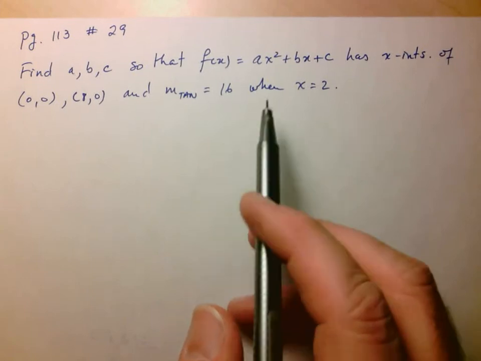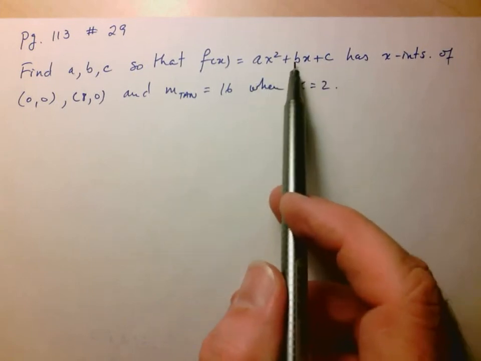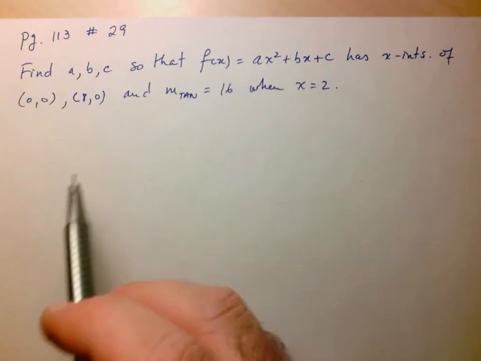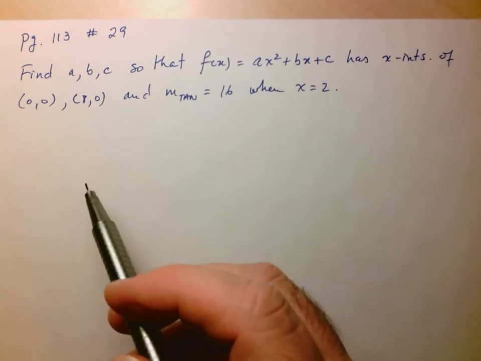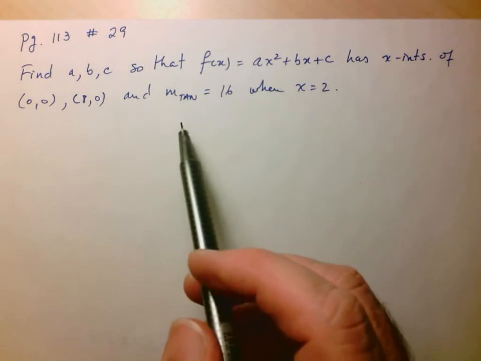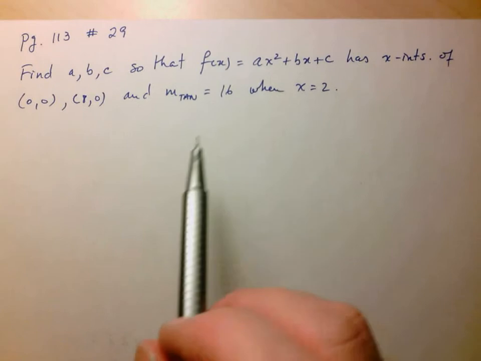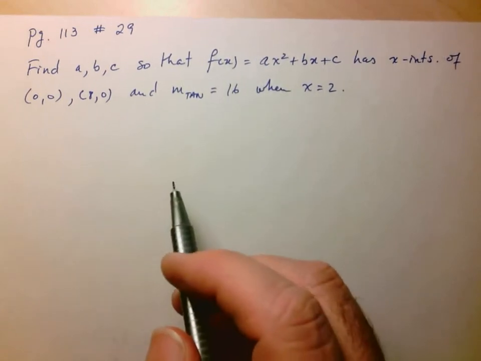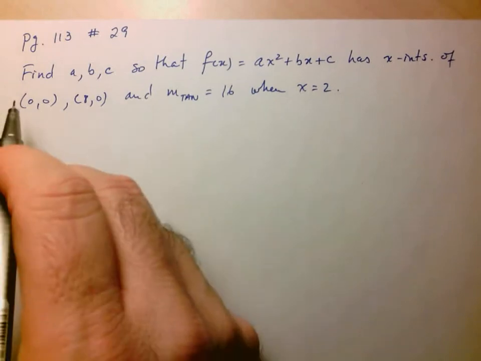Now one thing you'll notice is that we're looking for three unknowns, and they have to give us three pieces of information. We're going to start to see, as we solve more and more of these problems, that the amount of information needed depends on how many variables you have to solve for. In this case, three variables, you need three pieces of information. So let's start with the first one.